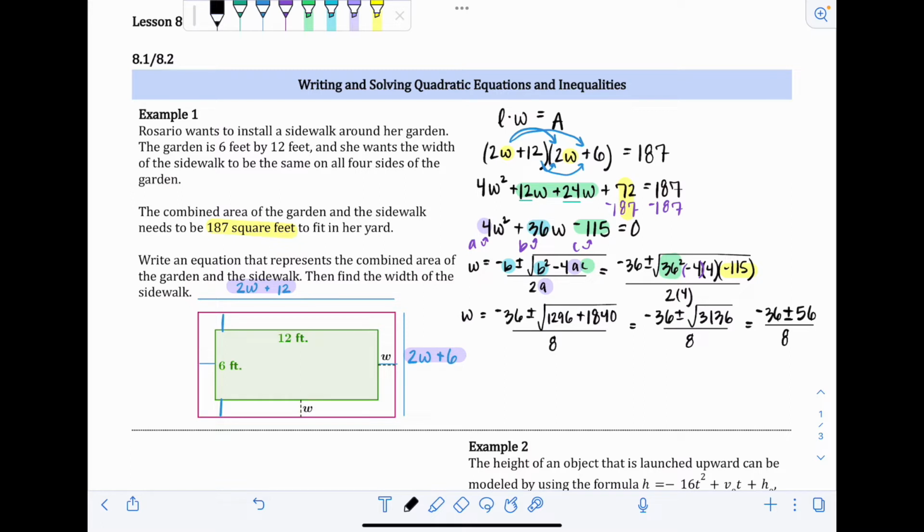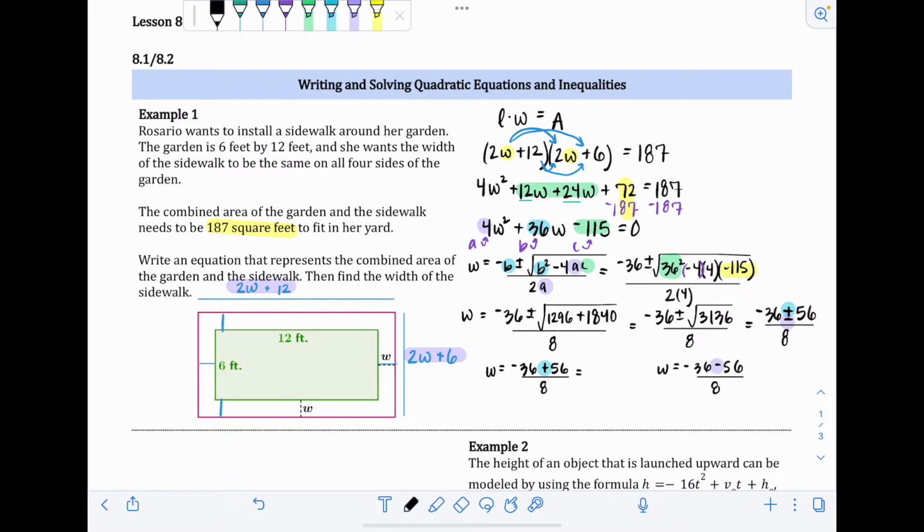And now that the radical part is gone, we can go ahead and separate this into two different versions of the answer. So one that has the plus and then one that has the minus. So kind of like two different equations. So W equals negative 36 plus 56 over 8. And then W equals negative 36 minus 56 over 8. So one that has the plus, one that has the minus, and we'll just solve both separately.